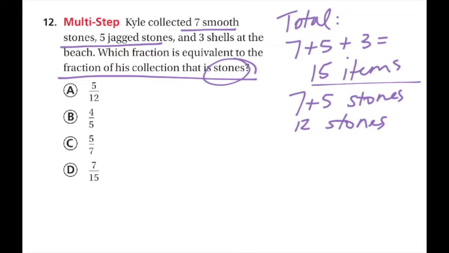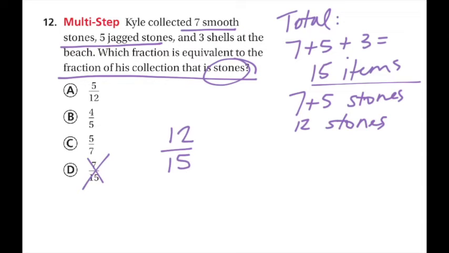So stones represent 12/15 of his collection. Okay? 12/15. Now look at my answer choices. I have 5/12, 4/5, 5/7, and then 7/15. Well, I know I can already rule out 7/15 because there's no way that 12/15 size pieces is going to be the same as 7/15 size pieces. So I just ruled that one out.